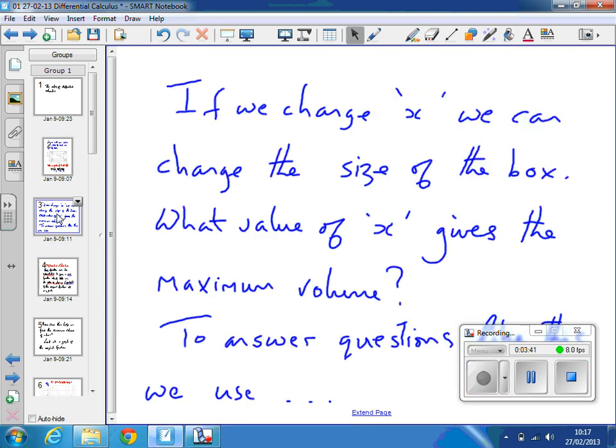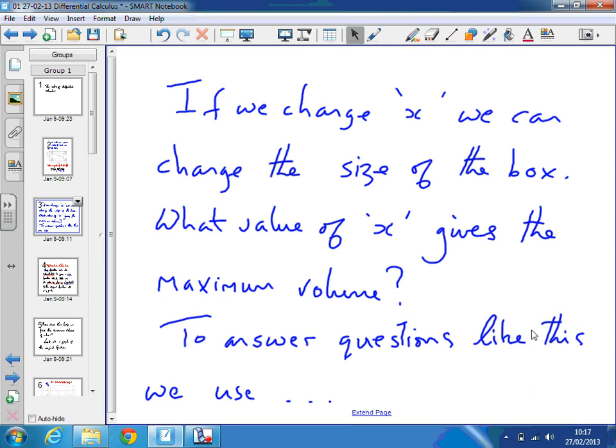Now, if we change x, we can change the size of the box, as we've said. What value of x, though, gives the maximum volume? If you were actually using these boxes in some sort of manufacturing process, and you were generating loads of these boxes, and you wanted to put something in it like a liquid, it would be handy to know what the maximum volume was, so you could maximize the materials.